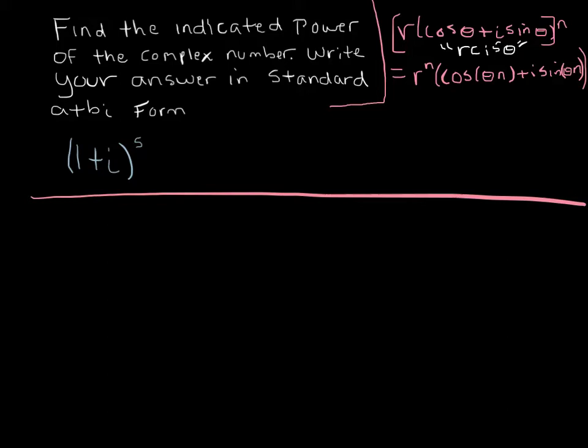So what we need to do is raise 1 plus i, that complex number, to the fifth. And remember what it means to raise a number to the fifth. It means repeated multiplication. So this means to do 1 plus i times 1 plus i times 1 plus i, 5 times.